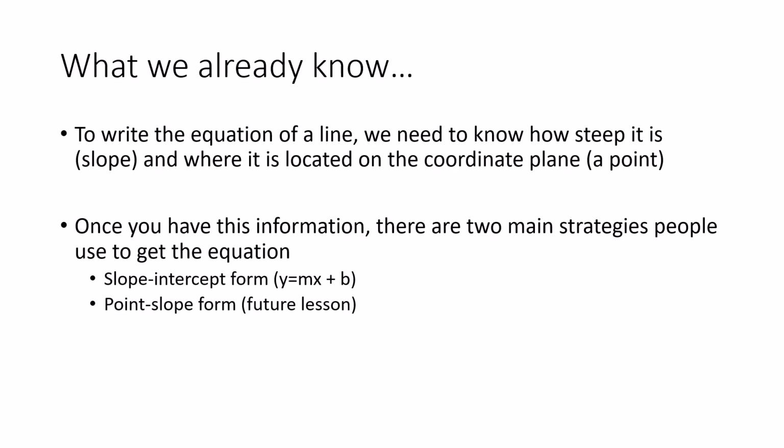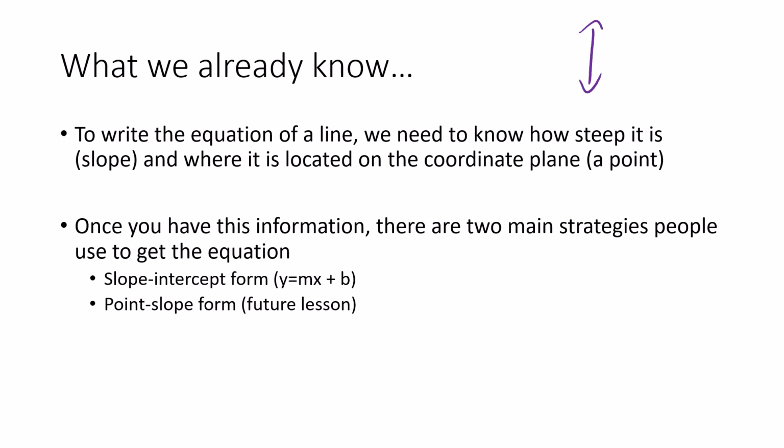This is what we already know. So we've already done some talking about writing equations of lines and why that's a skill that we want to develop. And what we already know is that to write the equation of a line, we need to know how steep the line is, that is the slope, and where it is located on the coordinate plane, a point. If we have those two pieces of information, then we know that there is only one line that will meet both of those qualifications. So one line that goes through a point.